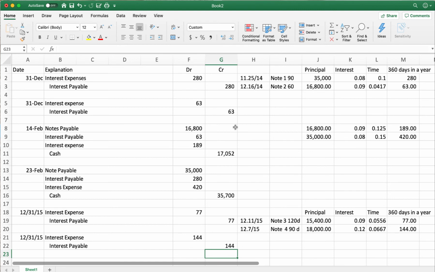What do we come up with here? 36 days, 15 days, 20 days, 24 days, whatever, okay? We always have to divide that by 360. That gives us our time. Then we multiply the principal amount times the interest rate times time, okay?